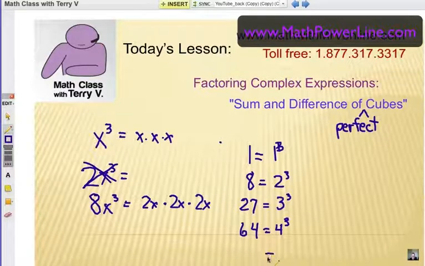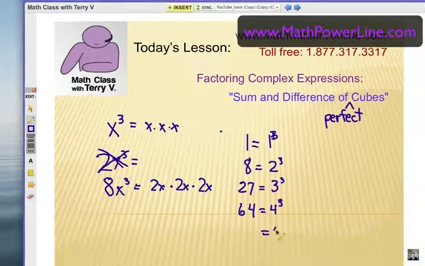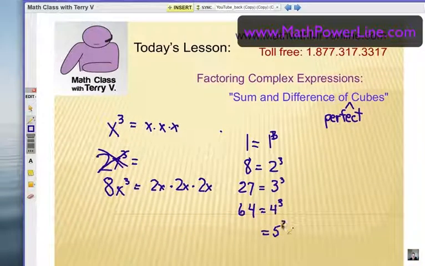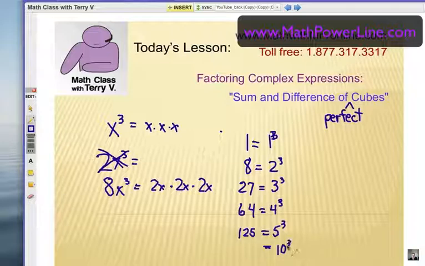Obviously, we can't make it too huge, but if we just do a few more, how about 5 to the 3rd power? That would be 125, right? 5 times 5 times 5. And finally, what about 10 to the 3rd power? That would be 1,000. Okay? Now that's the numbers. The variables have to be multiples of 3. X cubed, x to the 6th, x to the 9th, and so on.